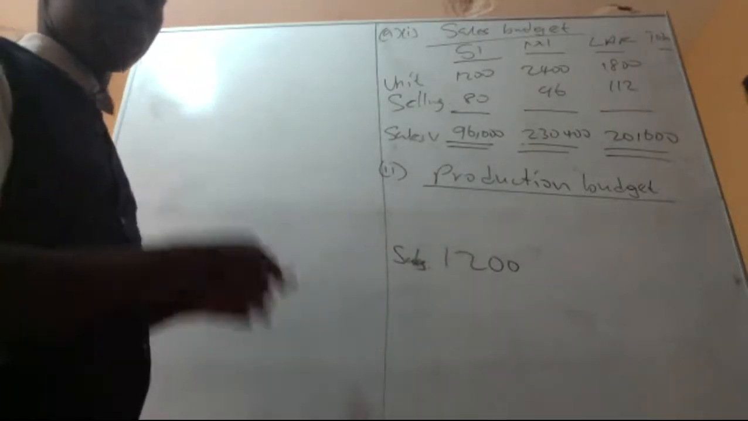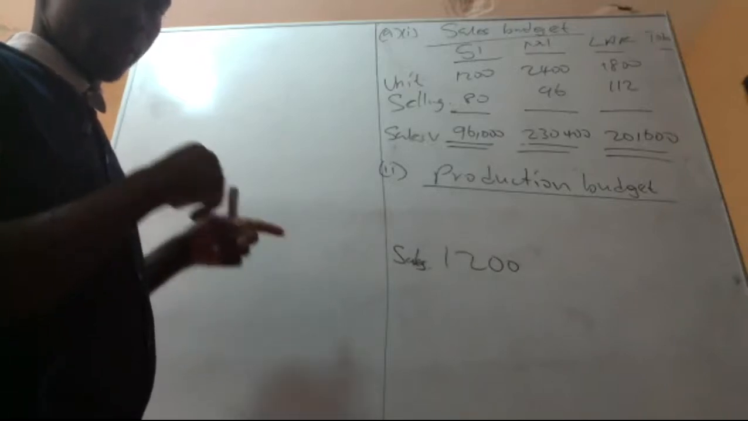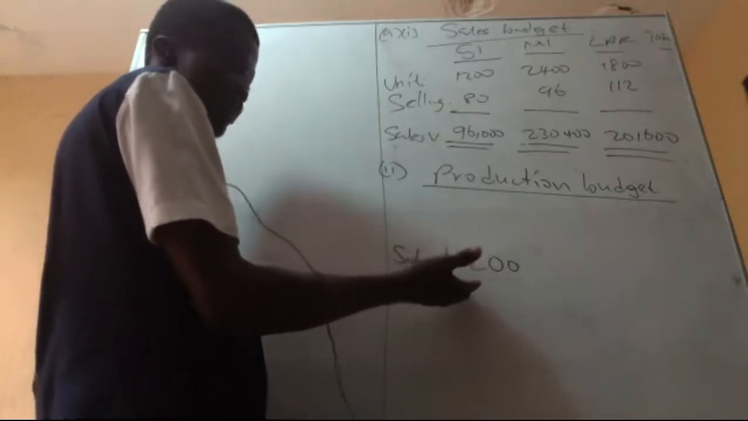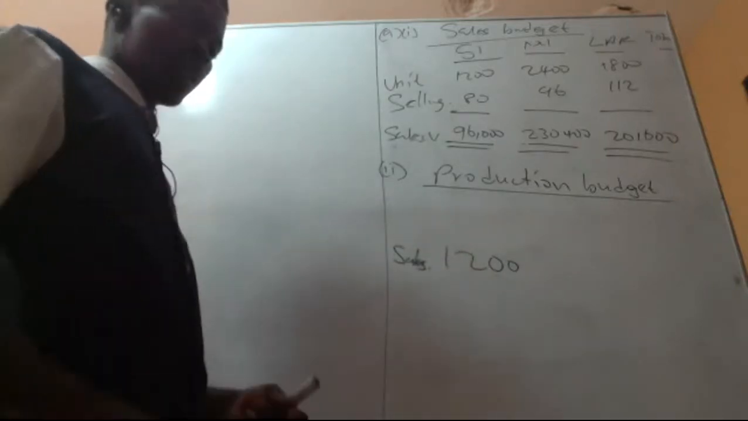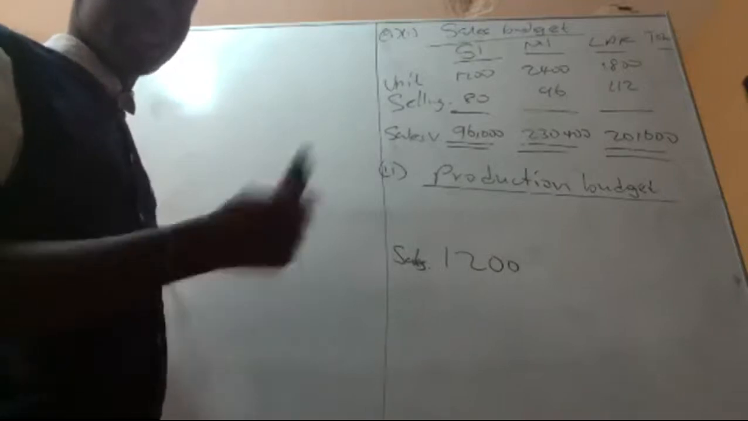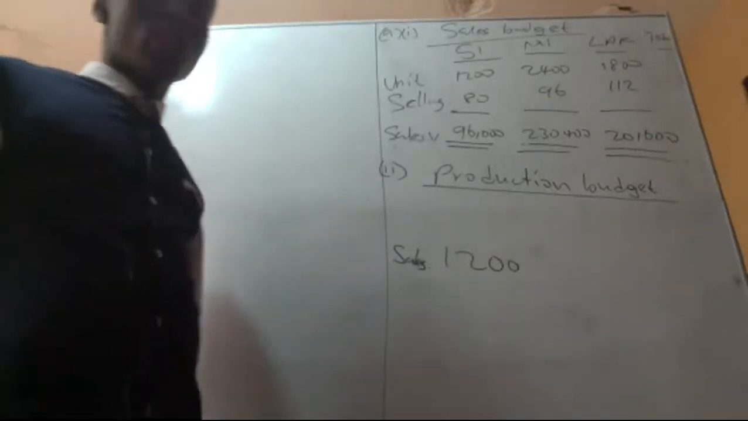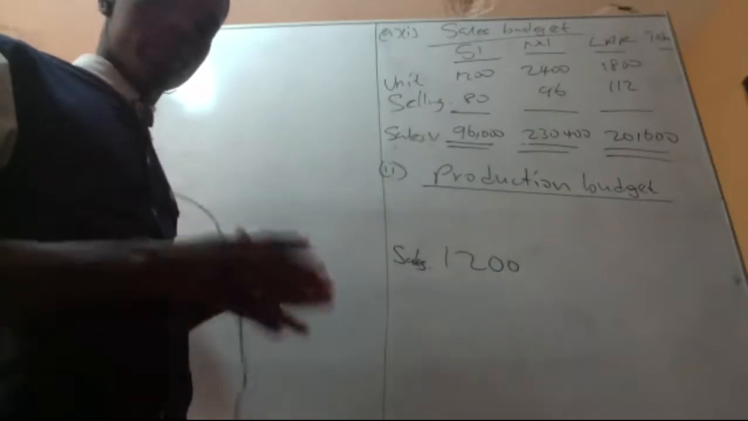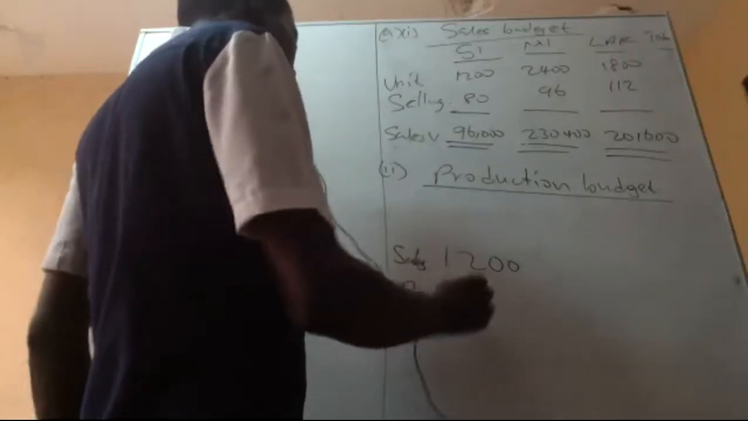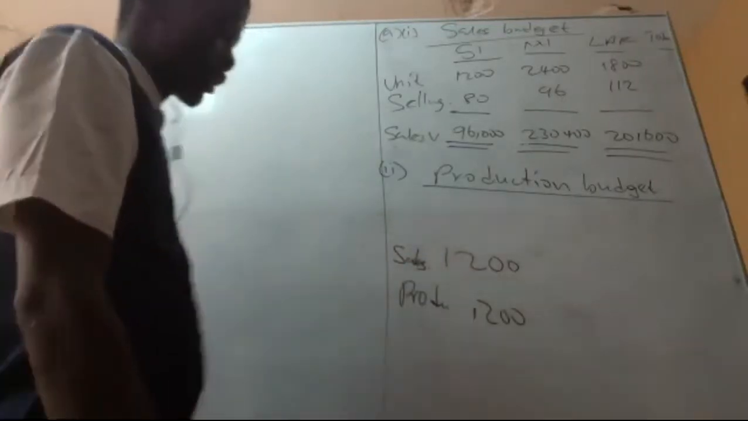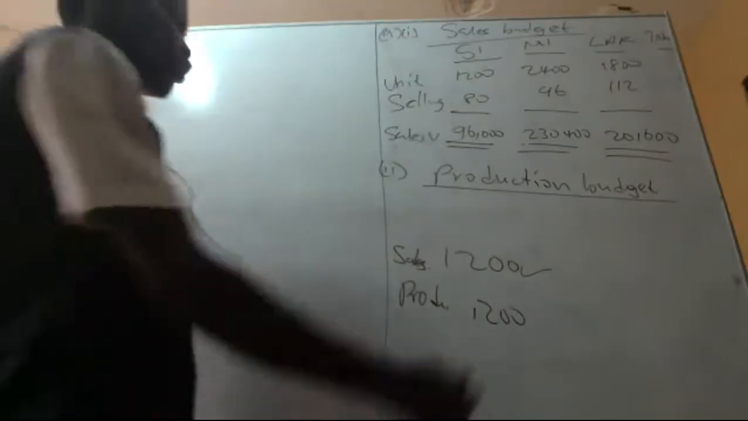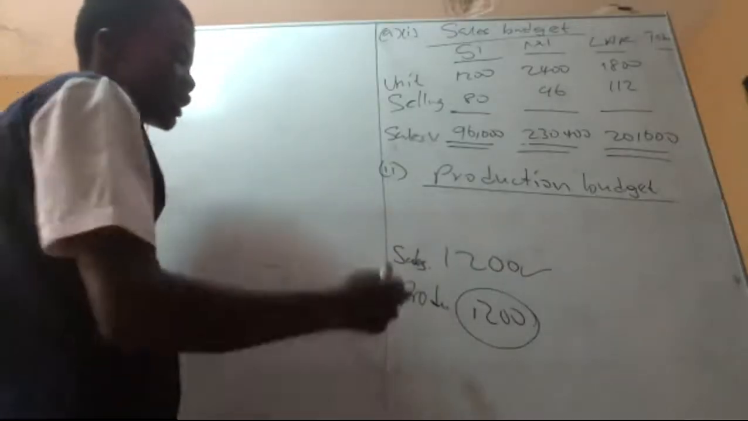So you have to also produce 1,200. Agreed? If your sales is 1,200, what will be the production units? You want to sell 1,200 of your products. How many should you produce before you can sell 1,200, assuming that you don't have any of the product there? Produce the 1,200. That's it. Because I want to sell 1,200, I have to make 1,200 of the goods available so that I can sell them.